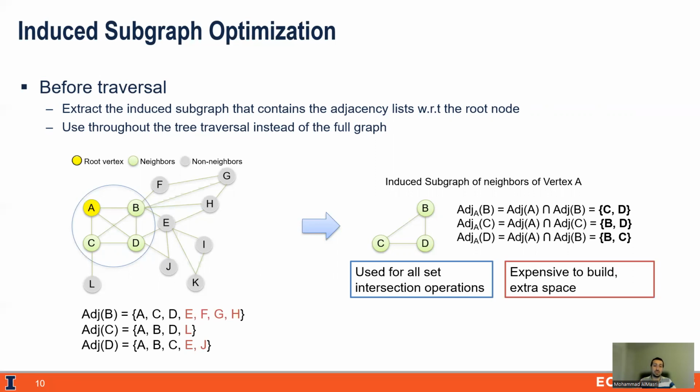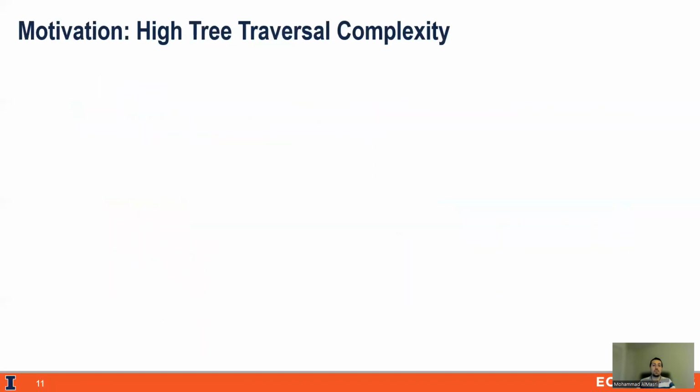But building the induced subgraph is expensive, and also you're introducing extra space to your problem. In the CPU world, this is not a problem because there is an abundance of memory in the DRAM. But when we talk about GPUs, we need a way to deal with this extra space, and the build time also needs to be reduced or mitigated somehow.